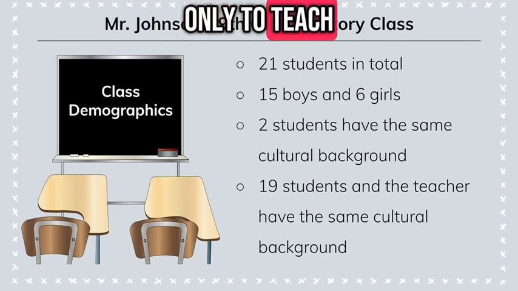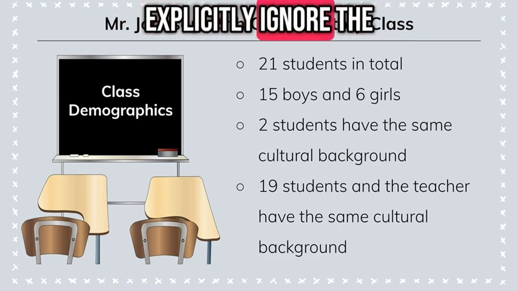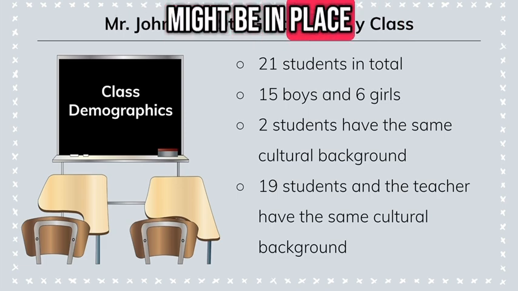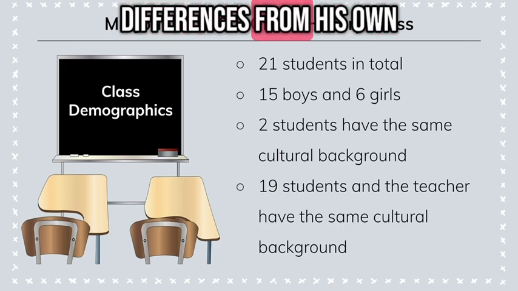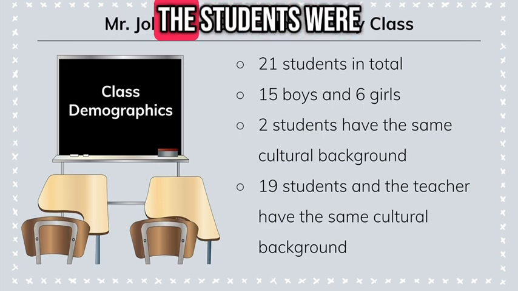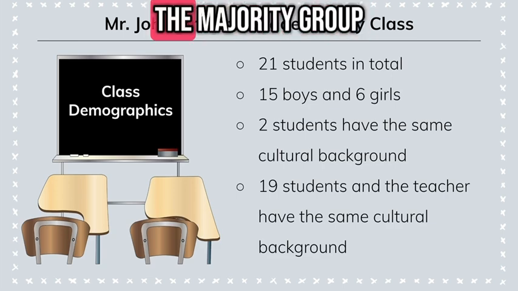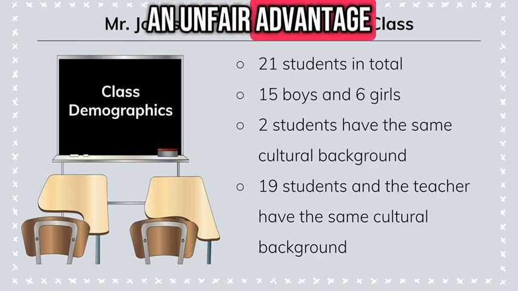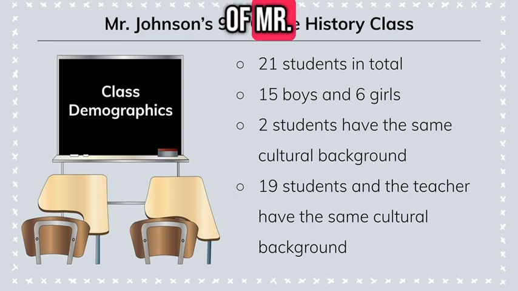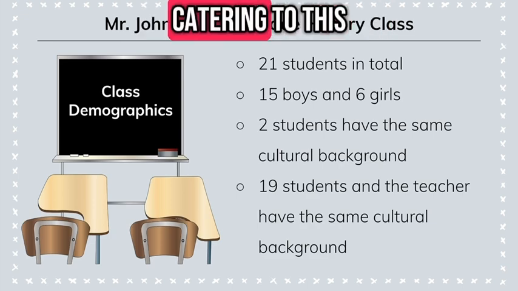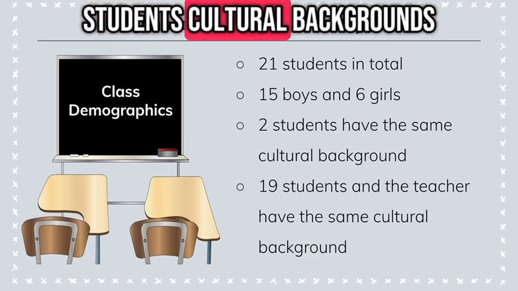Johnson were only to teach with the cultural majority students in mind and were to explicitly ignore the structural barriers that might be in place, as well as the presence of students who hold cultural differences from his own, then it might mean that not all the students were given the same access to the same opportunities. Further, those in the majority group would be given an unfair advantage or unfair privilege because they shared a cultural background with Mr. Johnson, as well as Mr. Johnson catering to this cultural majority instead of considering all of the students' cultural backgrounds.